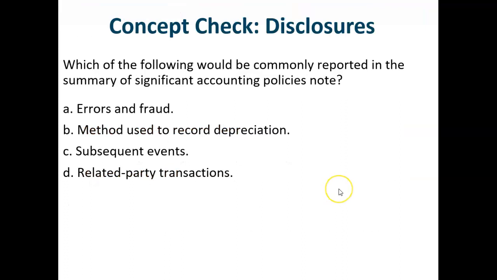Let's do another concept check question. Which of the following would be commonly reported in the Summary of Significant Accounting Policies note? A. Errors and fraud. B. Methods used to record depreciation. C. Subsequent events. Or D. Related party transactions. Please pause the video to consider the question and choose your answer. Then start the video again to check your work.